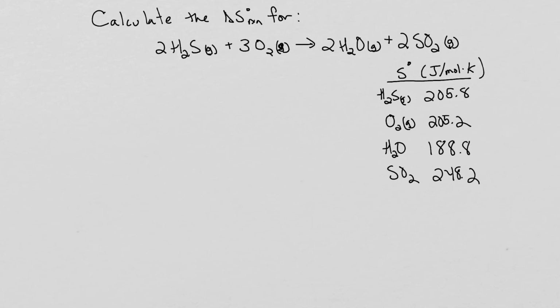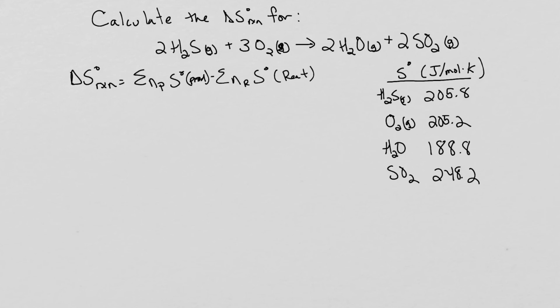So remember our equation here: the standard molar entropy of the reaction equals the sum of the molar entropies of the products minus the molar entropies of the reactants, again, times their coefficients, right? So reactants here and products here.